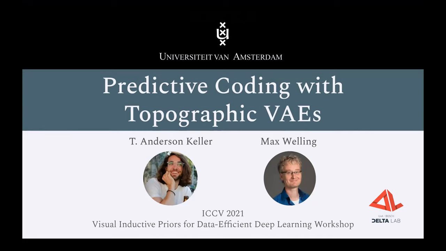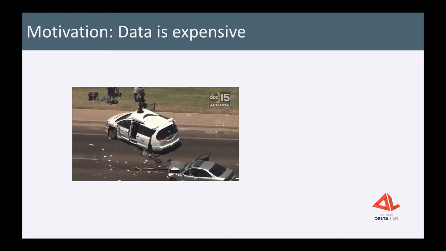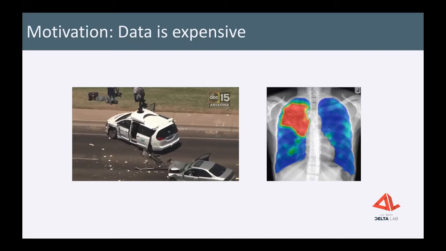I don't think I need to sell the motivation to everyone here. The idea is data is expensive. This is a Waymo car. Obviously, if you have to pay for a car for every couple of data points you get, you're going to try to reduce the amount of data that you need to collect. Or for labeled medical images, you have to pay a doctor to go through and label your data. It's very expensive, and so we want to reduce the amount of labeled data that we need.